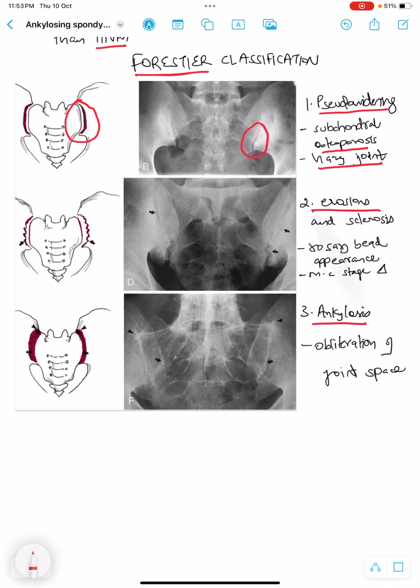In the second stage, that is the erosions and sclerosis, due to the erosion and sclerosis there will be a rosary bead appearance, and it is the most common stage in which the diagnosis is made. Here in the picture we can see this rosary bead appearance. Again on the X-ray we can appreciate this rosary bead appearance. Finally, there will be obliteration of the joint space, that is the ankylosis. Here we can see this is the ankylosis.